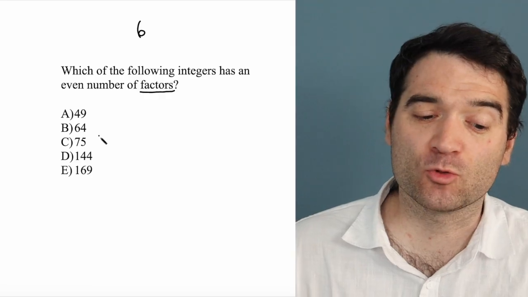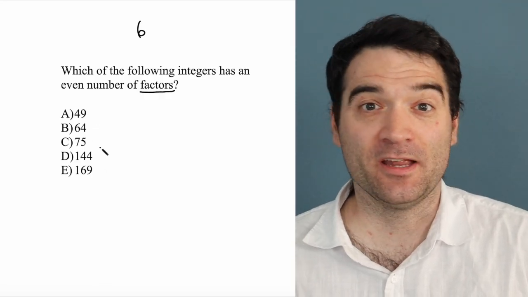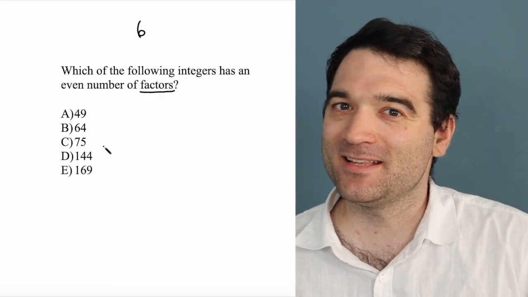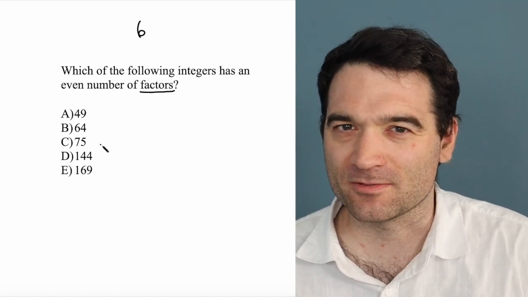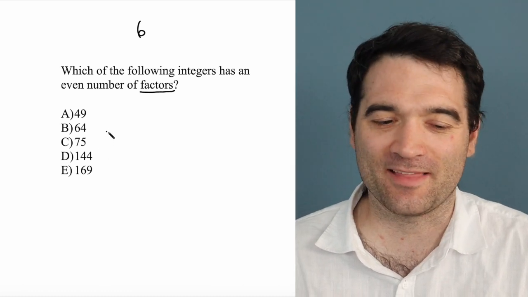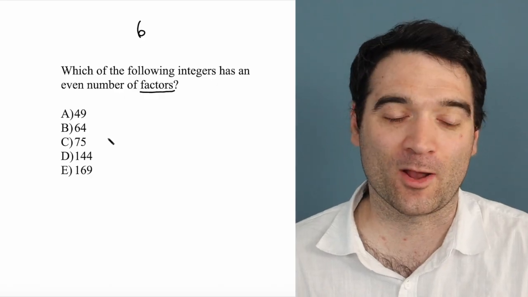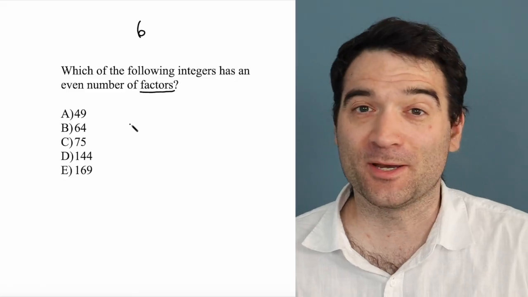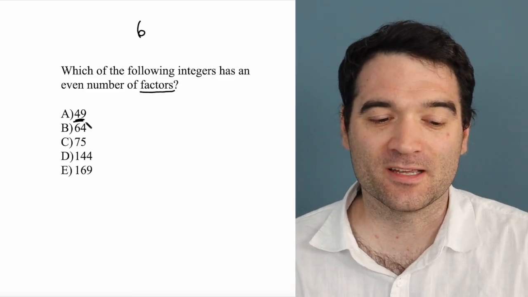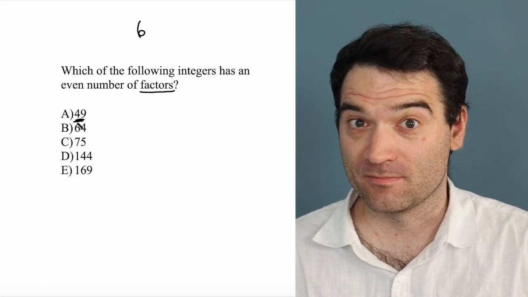Now it's asking us which one of these has an even number of factors, and that means that all the wrong answers must have an odd number of factors. I'm starting to hint at the end here, but I won't give it all away quite yet. What I could do in this case, and it's a little bit of work, is go through each one of these and write out all the factors. It's not as bad as you think.